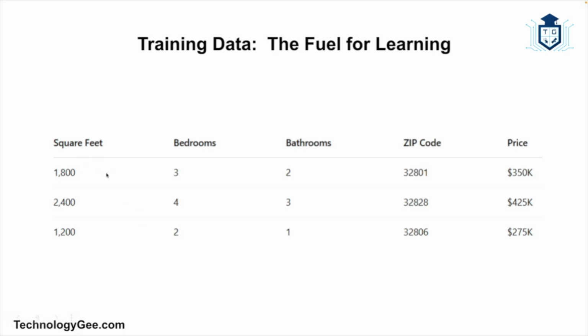So remember in this example, square feet, bedrooms, bathrooms, and zip code, all of these are features. Your label is the price. So all of these features are going to help determine what the actual price of each house is.